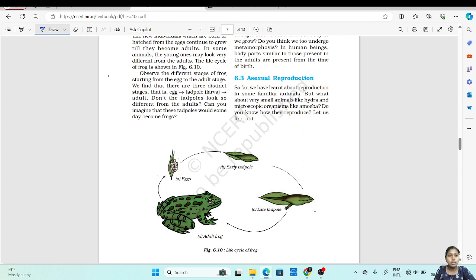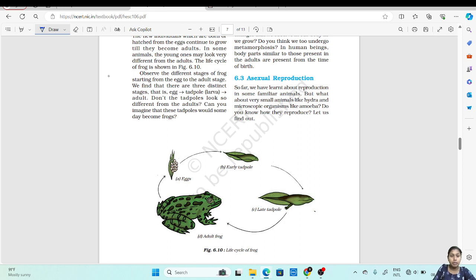So observe the stages of frog. These are the stages of how a frog is developed. Once they lay eggs, it then forms the larva, then the adult. But the larva also has stages, from egg to early tadpole. This is the egg, this is the early tadpole. Then the late tadpole, where it has the legs, and then it forms the adult.